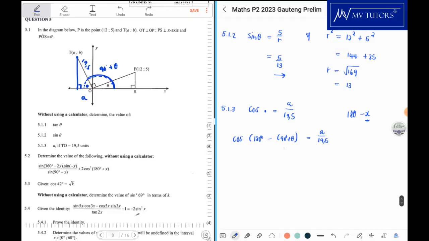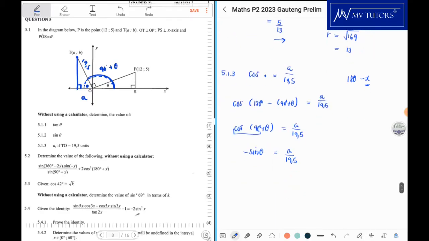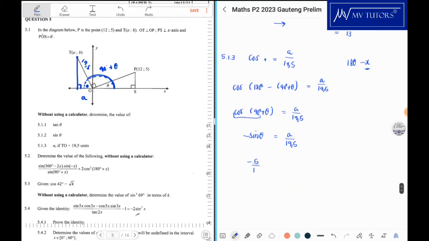Now, according to the reduction formulae, I would have cos 90 plus theta is equal to A over 19.5. 90 plus theta is in the second quadrant. Cos is negative in the second quadrant, okay? And the cos 90 changes to a sine theta. So we have a negative sine theta is equal to A over 19,5. We've already determined what sine theta is, which is 5 over 13, but because of that negative, we're going to have negative 5 over 13 is equal to A over 19.5.